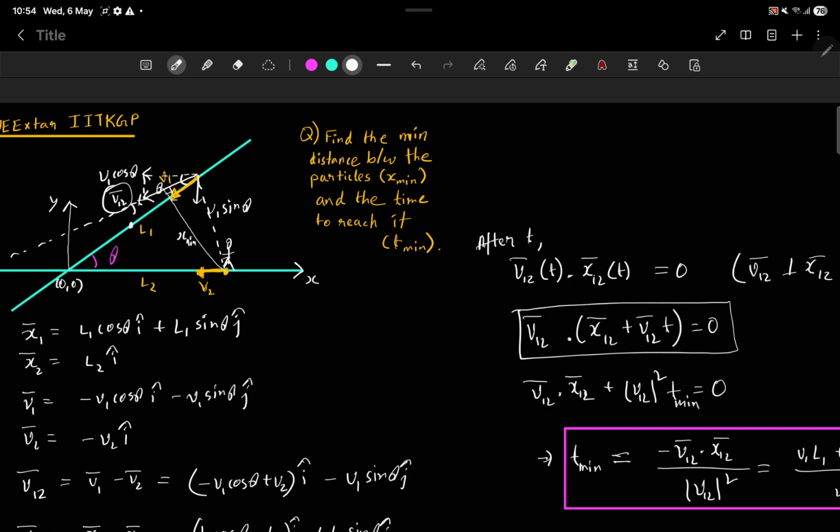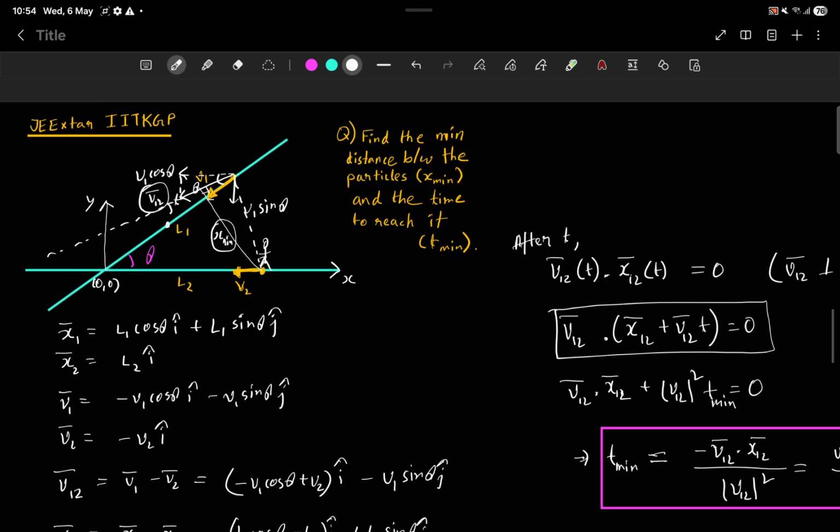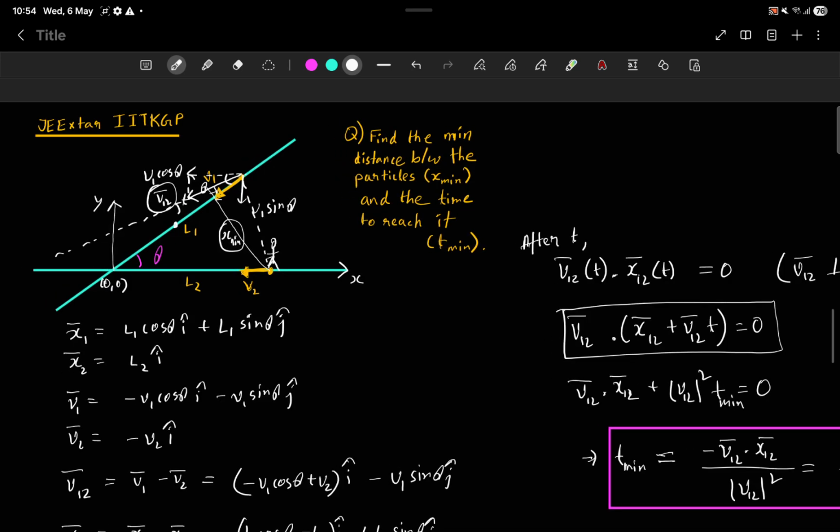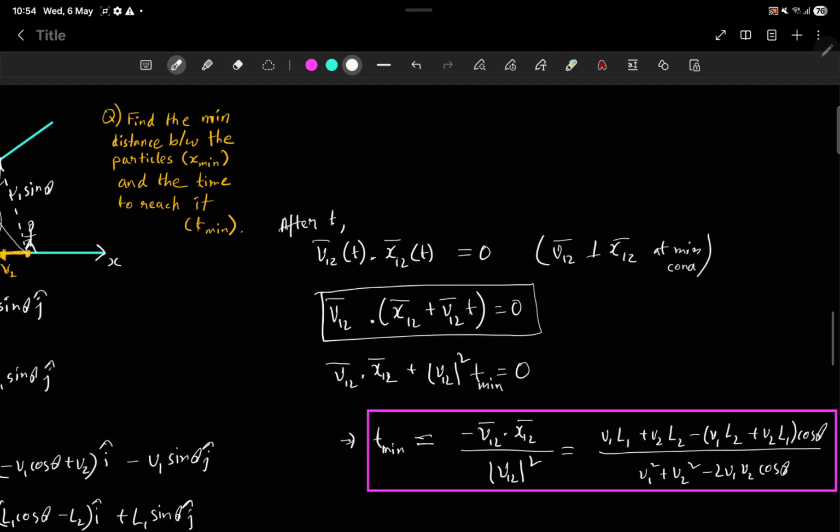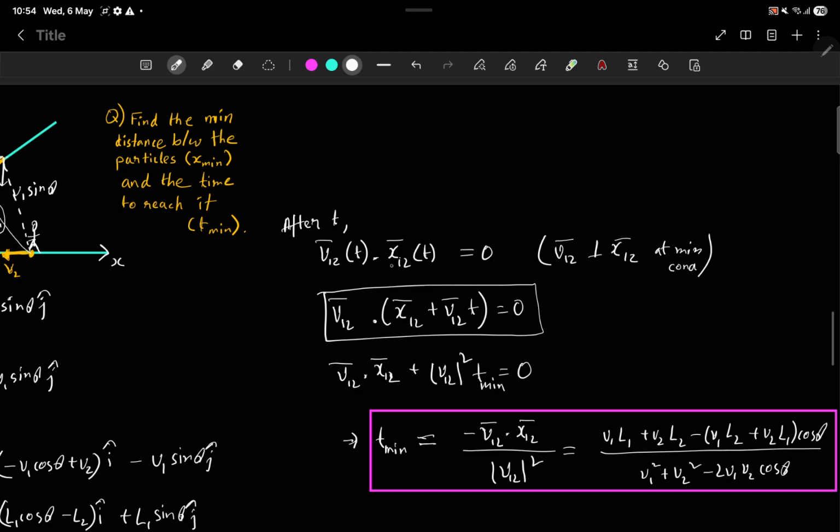And when I get the minimum distance, the displacement vector between these particles, the relative distance between these particles, and the relative velocity vector after a time t will be perpendicular to each other. So we have written the condition here: v12 at time t and x12 at time t, their dot product is 0, because these two are perpendicular at the minimum condition.